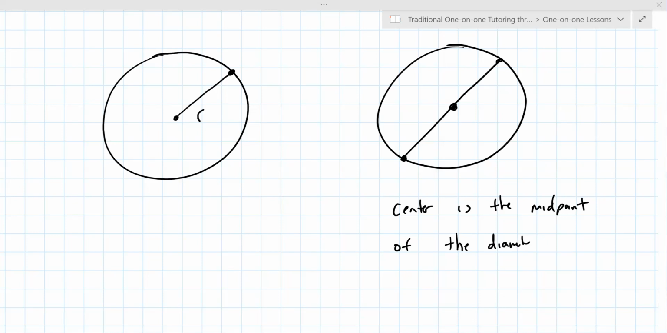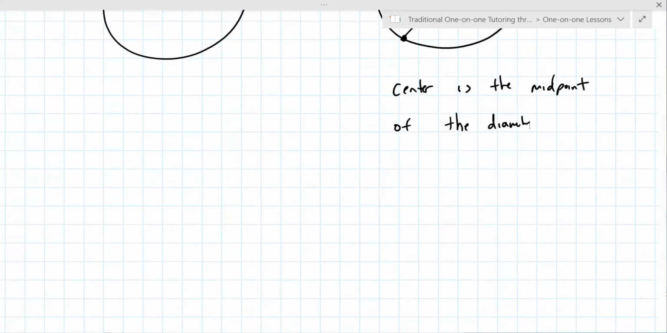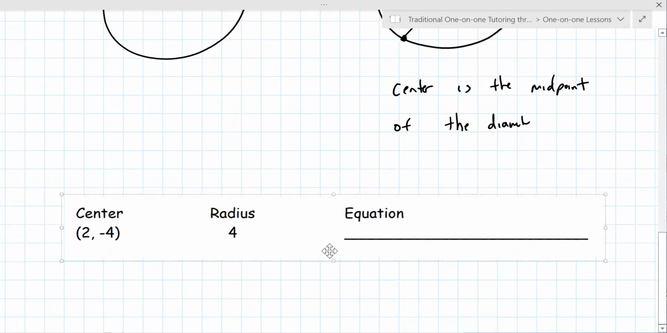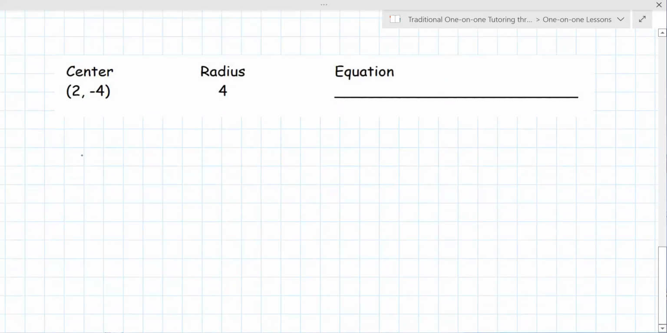Very good. Now, let's say I give you the center and the radius, and I want the equation of the circle. If you remember, the equation of the circle is (x - h)^2 + (y - k)^2 = r^2. In this problem, they're giving you h, k, and r.